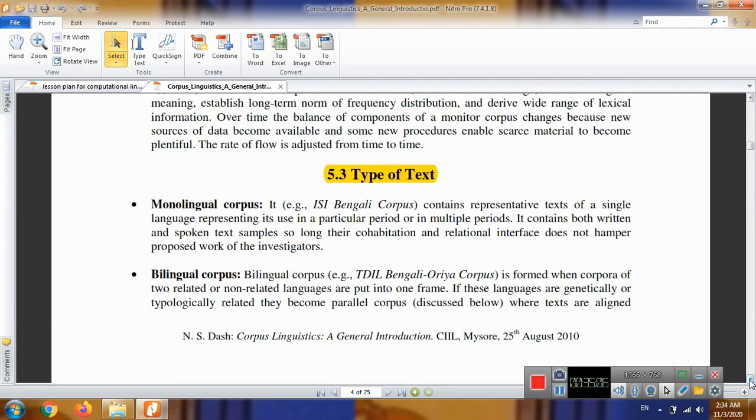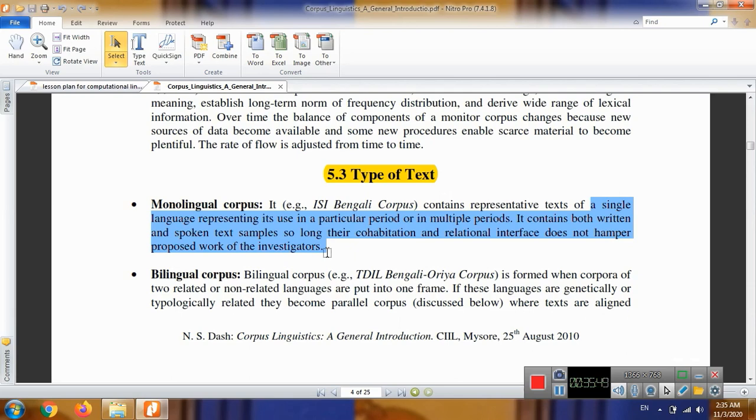About the monolingual corpus, like the ISI Bengali corpus, it contains representative text of a single language. Here we are concerned with a single language, representing its use in a particular period or in multiple periods. It contains both written and spoken text samples, outlining their cohabitation and relational interface, which doesn't hamper the proposed work of the investigators.